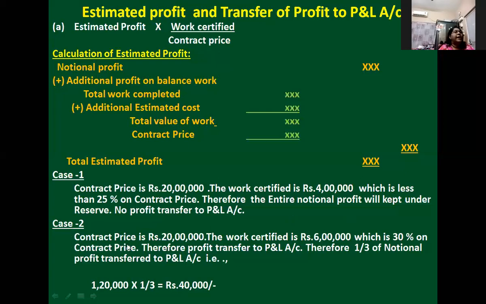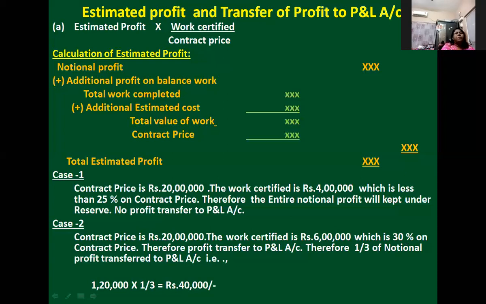Now look at case 2. The contract price is 20 lakhs. Work certified is 6 lakhs. When you calculate the work, again I'm telling you as per the previous videos, contract price is always assumed as 100%. If 20 lakhs is equal to 100%, then 6 lakhs is equal to question mark. So we'll come to know 30%.